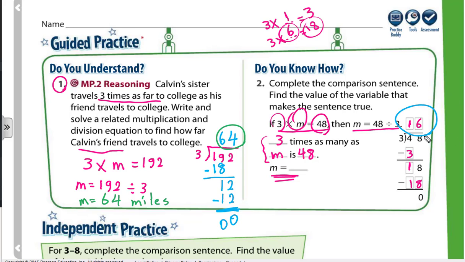Yes, my hero, this is the answer here. The quotient. 16. Yes, because when you divide 48 by 3, you will get 16. Okay, thank you, my hero.